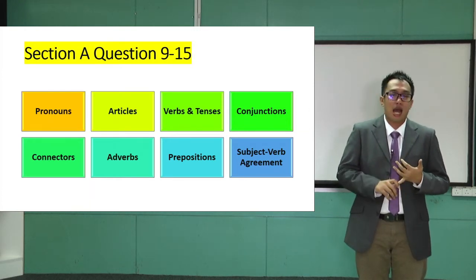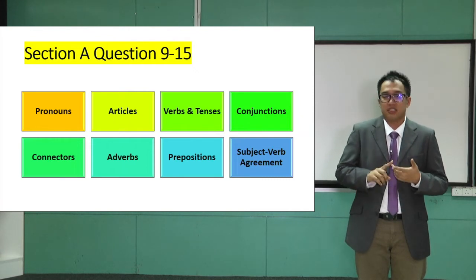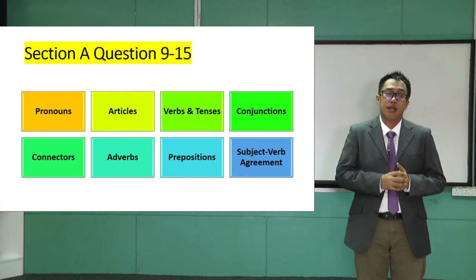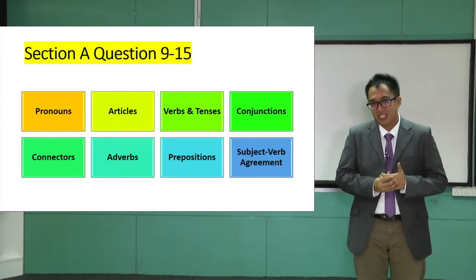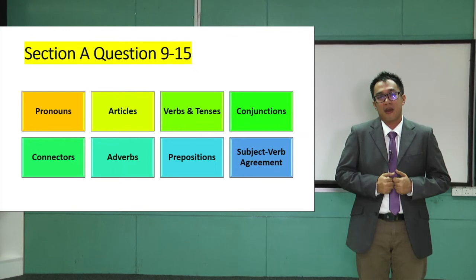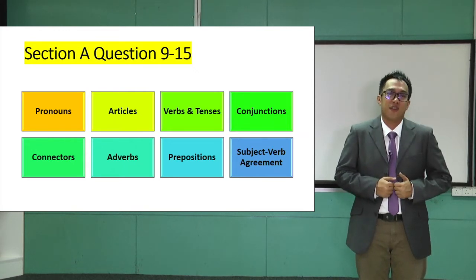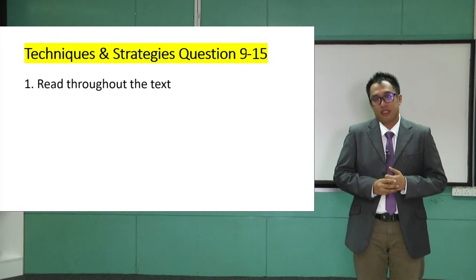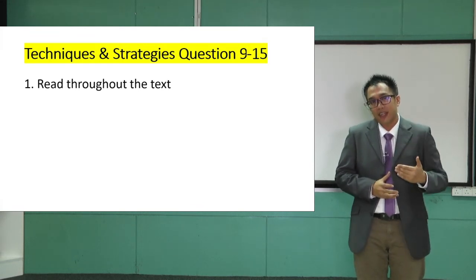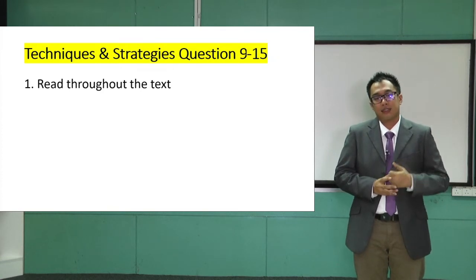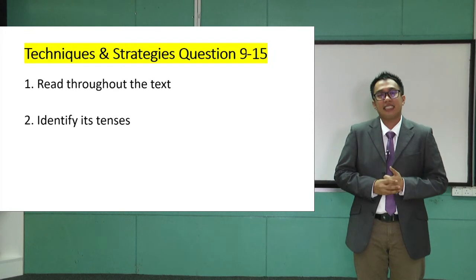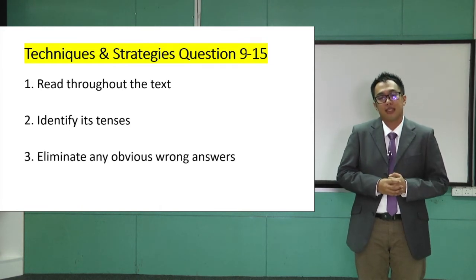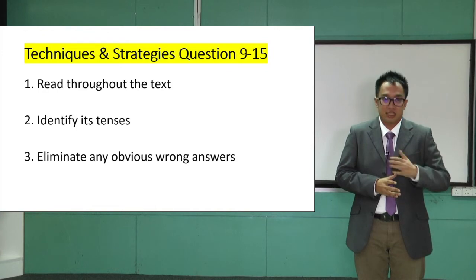There are pronouns, articles, verbs and tenses, conjunctions, connectors, adverbs, prepositions, subject-verb agreement, and the list goes on and on. I might not have the time to explain all the grammar rules in this video, but I can share some important tips for these questions. First, you need to read throughout the text. Read all first. You can scan the whole passage first. Next, identify instances. You need to know whether it's present tense or past tense. I will explain further after this. And last one, eliminate any obvious wrong answers, just like before.